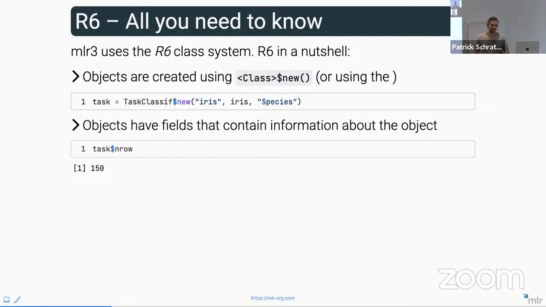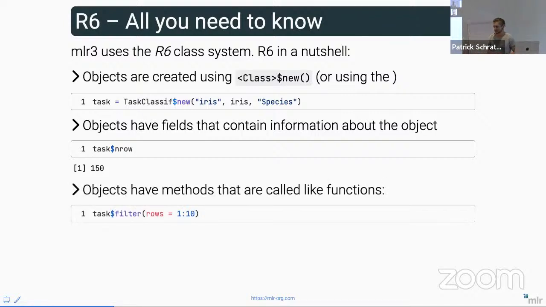Then objects have fields that contain information about the object. For example, after we've created the object, we can query a row, and we get a value back, and it tells us how many rows this object in this case has. Of course, all of these fields and whatever the object has is predefined by the class when it has been created.